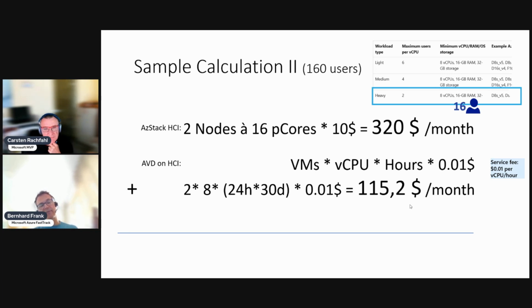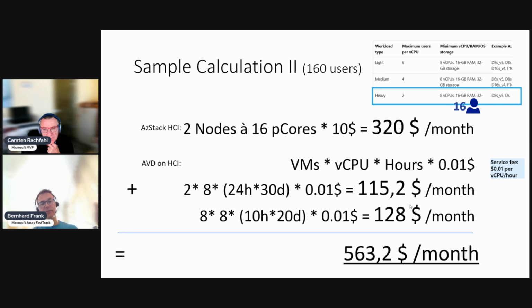Let's assume that previously we had 10 VMs to serve 160 users. We still have 10 VMs, but we are saying, let's keep only 2 VMs running 24/7. And the other 8 VMs, let's turn them on only over the work hours, from 8 o'clock until 6 o'clock, so 10 hours a day, and maybe only 20 days, only the work days in a month.